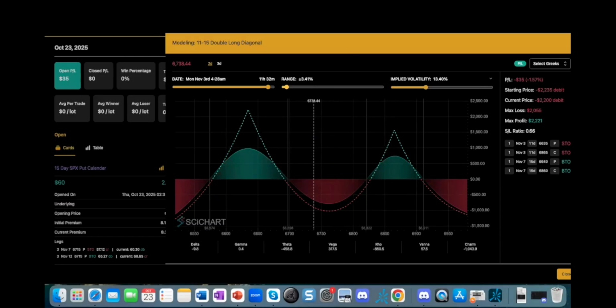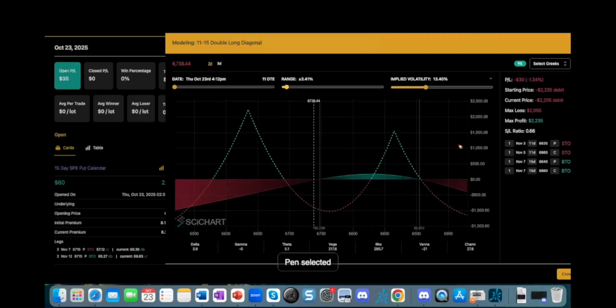Again, the logistics of this is a double long diagonal. So you're selling, let's bring this back to the beginning here. What are we doing here? You're selling the 66.35 puts. What else? You're selling the 68.65 calls. Dan, what's that called? A short strangle. Some out of the money calls and puts.